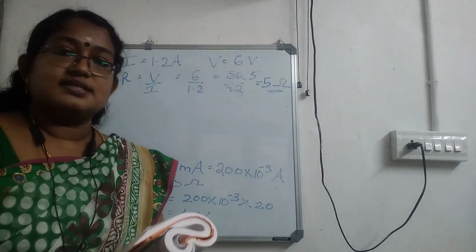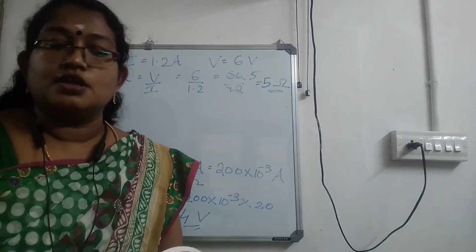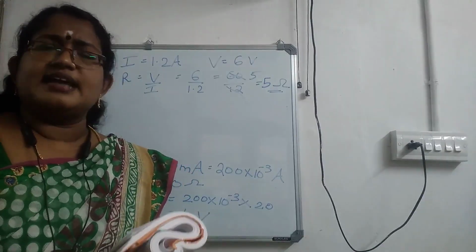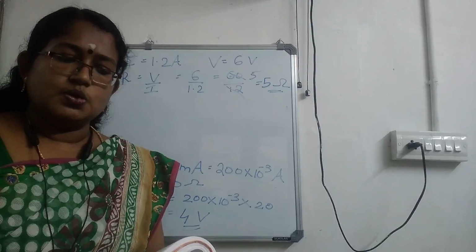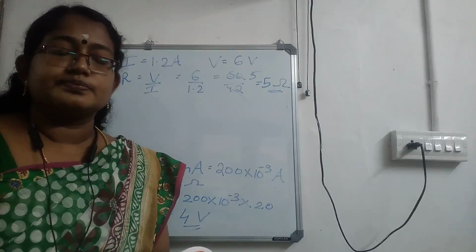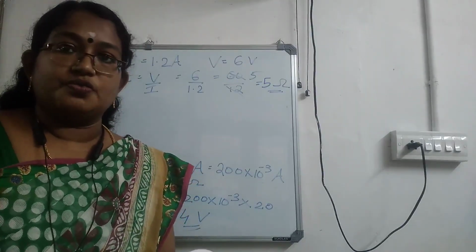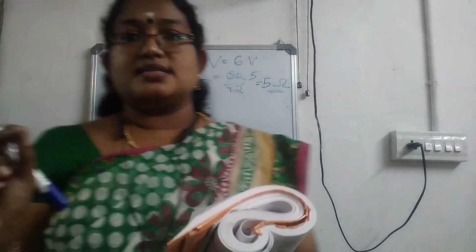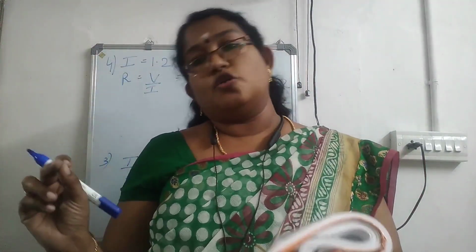Now, question number 5 and 6. You can do as homework. Direct substitution. Okay. Use Ohm's law, V equal to IR. So question number 5 and 6 are homework questions.